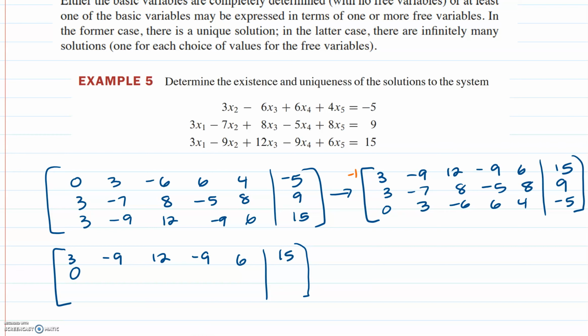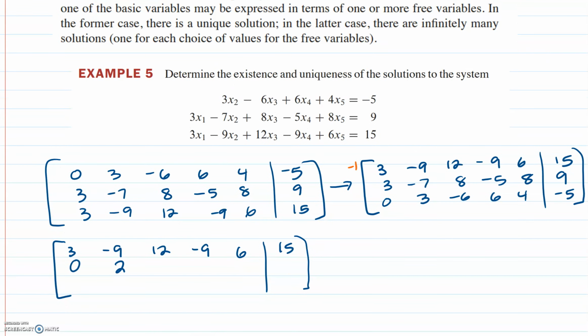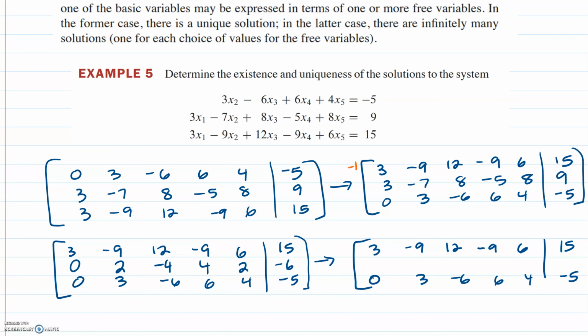So I'll put a -1 to help me out. This would be a 0. This would be a 2. The next one, -4, 4, 2, and finally -6. Rewrite the third row. Since there's already a 0 here, then I'm going to get a 1. I think it's easier to get a 1 in that second row. So I'm going to divide that second row by 2.